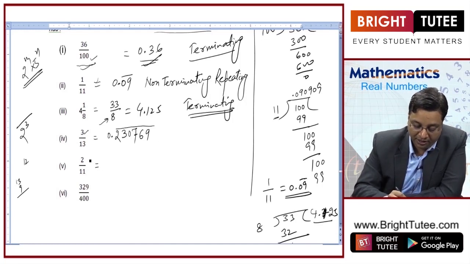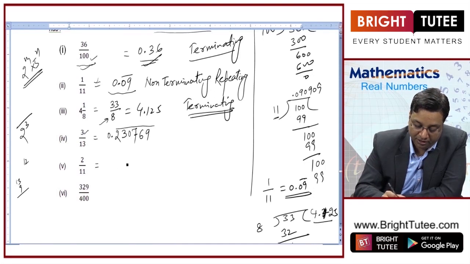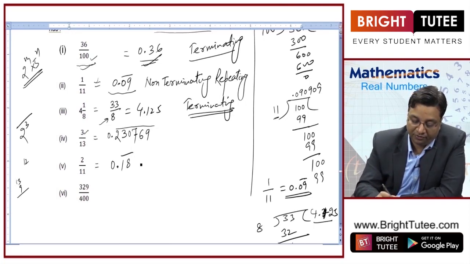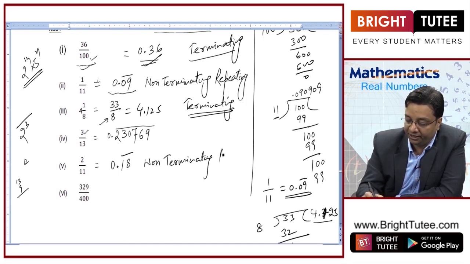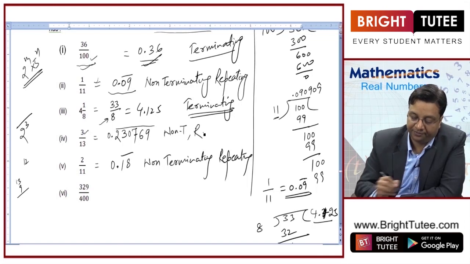Okay. Similarly, for 2 by 11, either you can try dividing it or you can multiply this by 2. Okay. So, this will be 0.18 and this is the repeating block. What kind of expansion is this? Non-terminating repeating type. I will write it like this: non-terminating repeating.